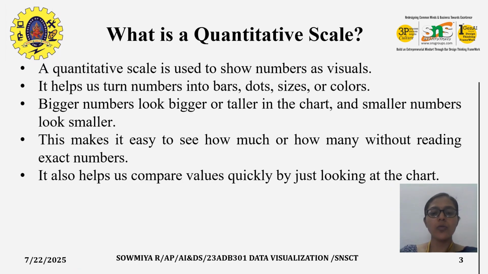First, let's see what a quantitative scale is. A quantitative scale is a way to map numerical data to a visible variable such as length, position, size or color intensity. For example, in a bar chart, the height of bars represents the values. In a scatter plot, the position on the axis shows the numerical values. The main purpose of a quantitative scale is to help the viewers interpret how much or how many by comparing the visual marks. Without an appropriate scale, the data could be misinterpreted.